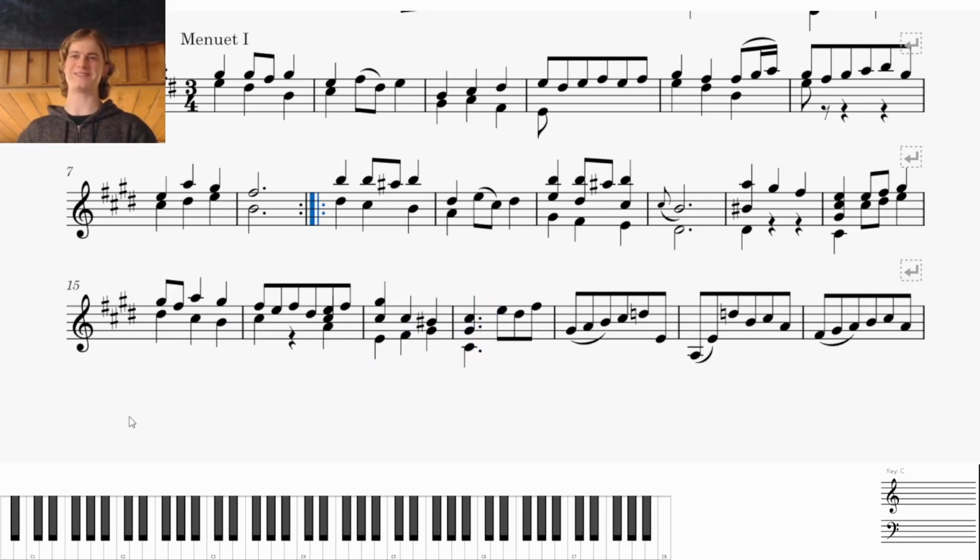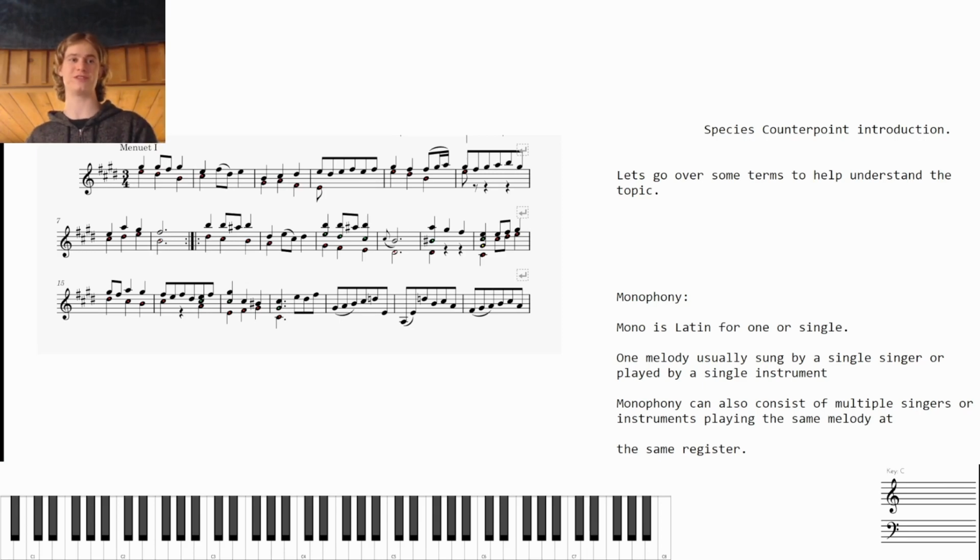Okay, so sorry, but that's all I'm just going to give you just because, again, I don't want that copyright. So now let's go on to the definitions. Okay, so now let's go over some terms to help us understand the topic.